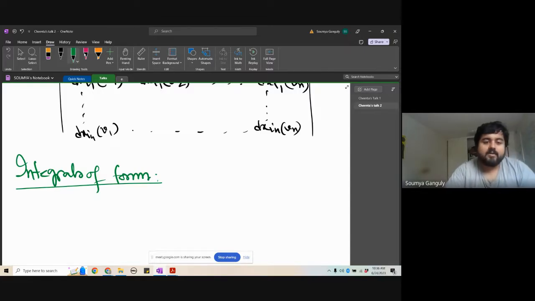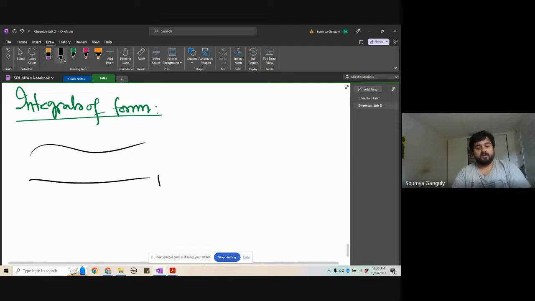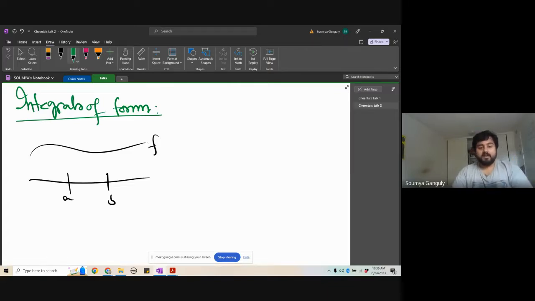So if you remember, in one variable calculus, how do you integrate a function? Suppose for some interval a to b, you have defined a function f, which is continuous. How do you define the integral? It's a Riemann sum, which means you divide the interval into small strips, calculate the area of each strip, and add them together, right? That is, you calculate the integral from a to b of f(x) dx.